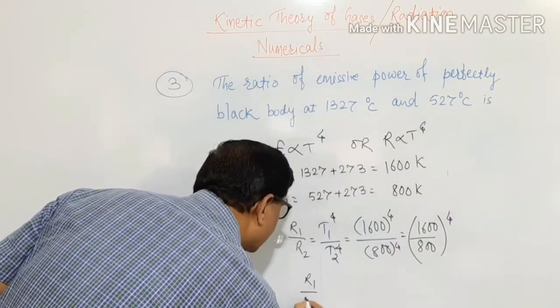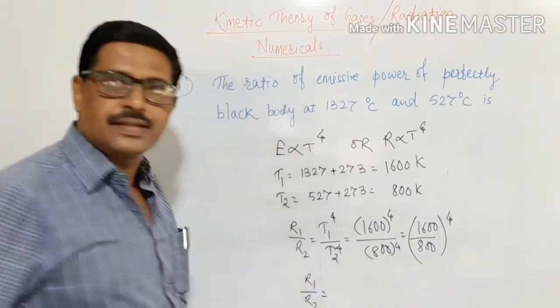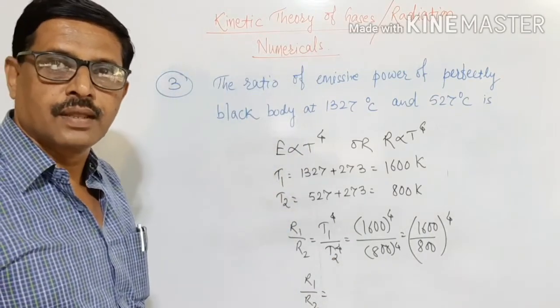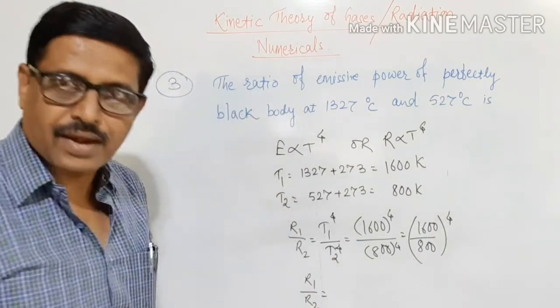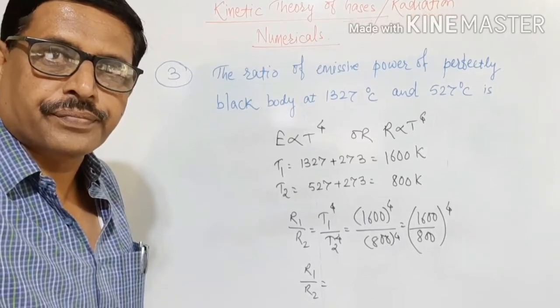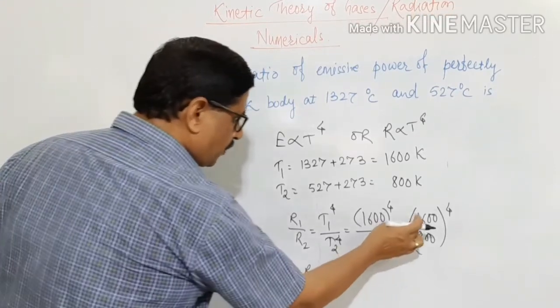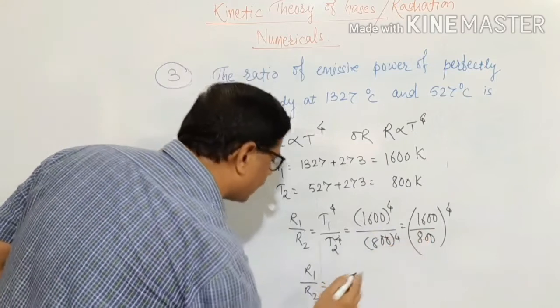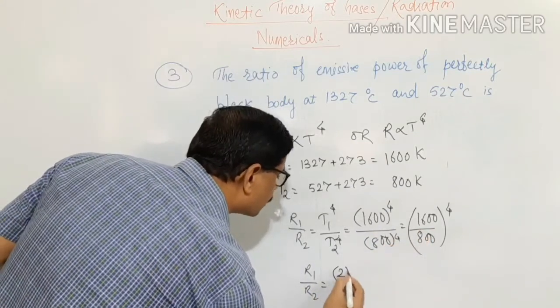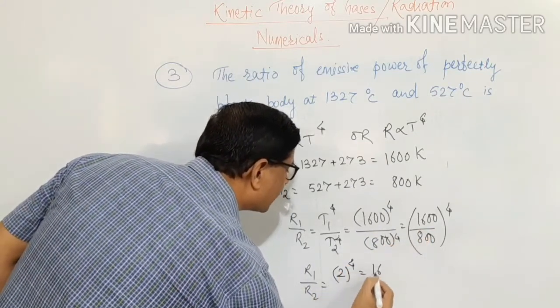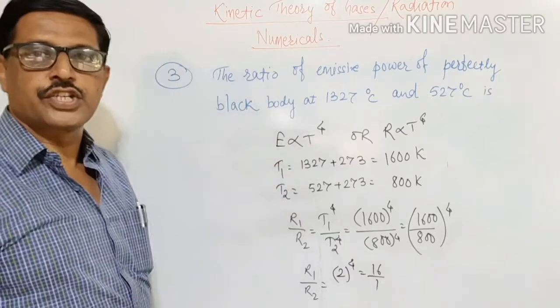Therefore, I will get here R1 by R2 is equal to 1600 divided by 800, which is 2. It is 2 to the power of 4, and finally it comes out to be equal to 16:1.